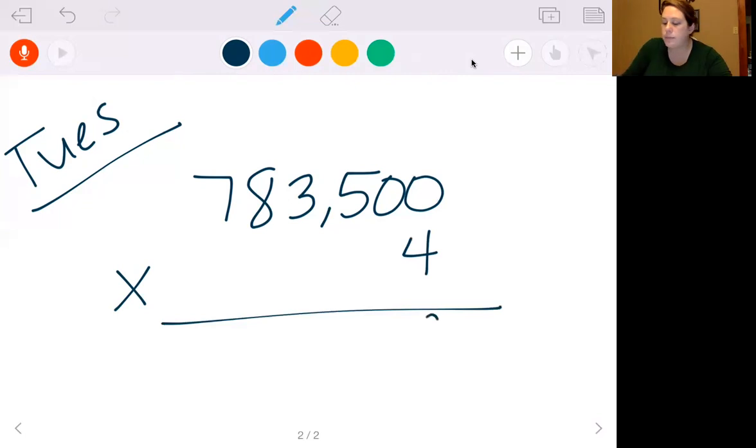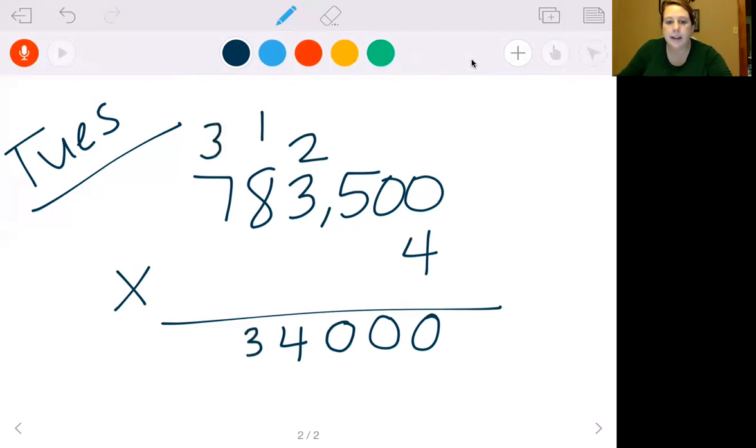4 times 0 is 0. 4 times 0 is 0. 4 times 5 is 20. Put my 0, carry my 2. 4 times 3 is 12, plus 2 is 14. Carry my 1. 8 times 4 is 32, plus 1 is 33. Put 3, carry the other. And 7 times 4 is 28. 28 plus 3 is 31. So every 3 numbers you need a comma. So this time we have 2 commas. So 3,134,000.